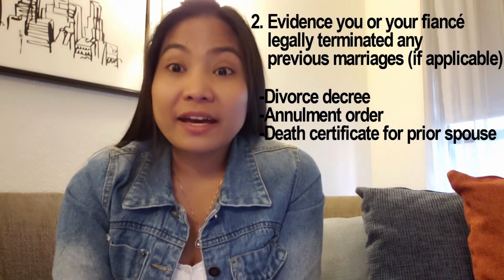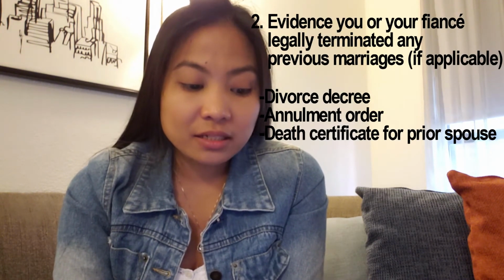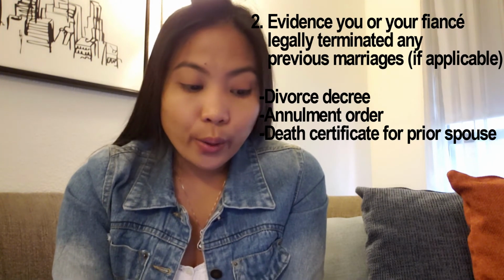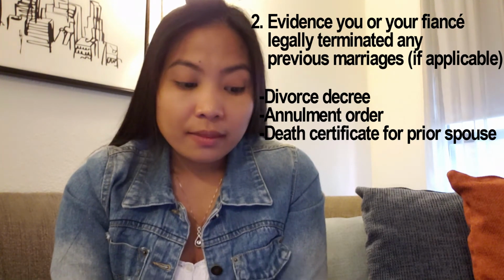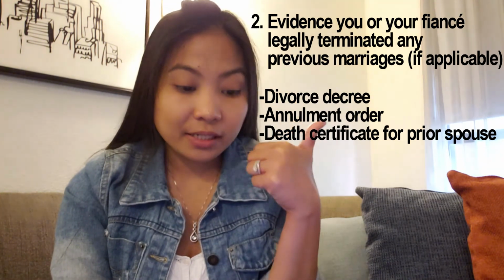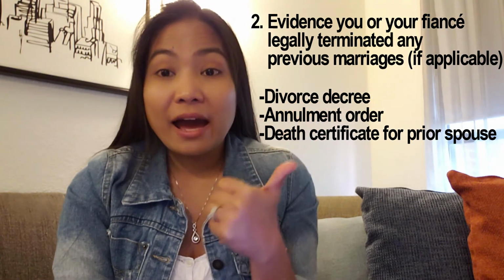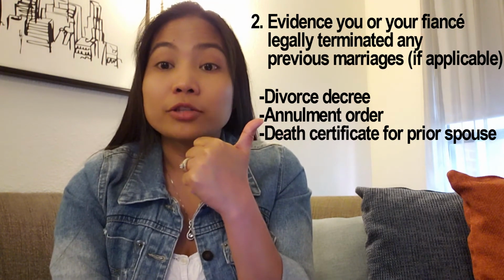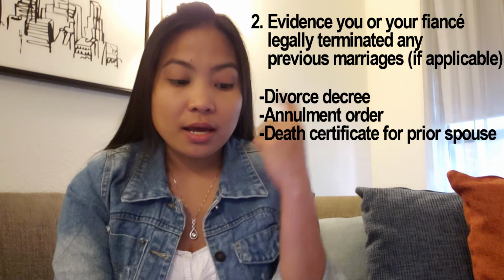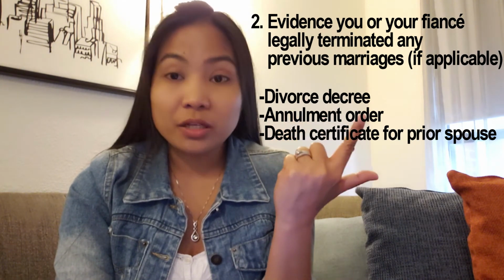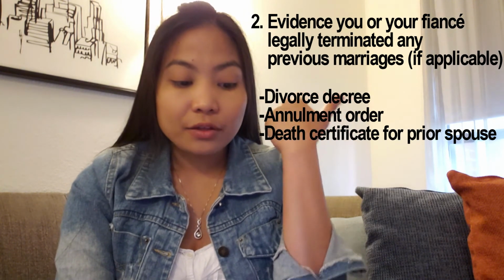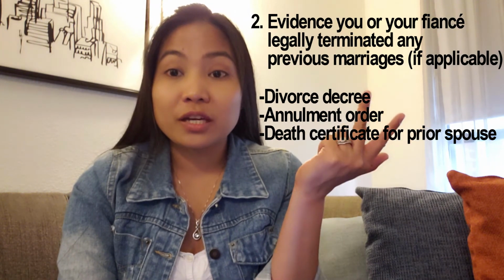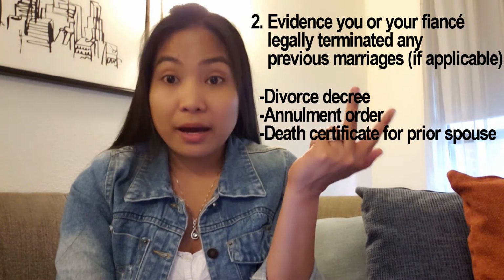Now let's move on to the evidence that you and your fiancé legally terminated any previous marriages, if applicable. Number one is a divorce decree. If you have been through a divorce, then you have to include that document when you're filing a petition. Next one is the annulment order. And then the third one is the death certificate of the prior spouse.